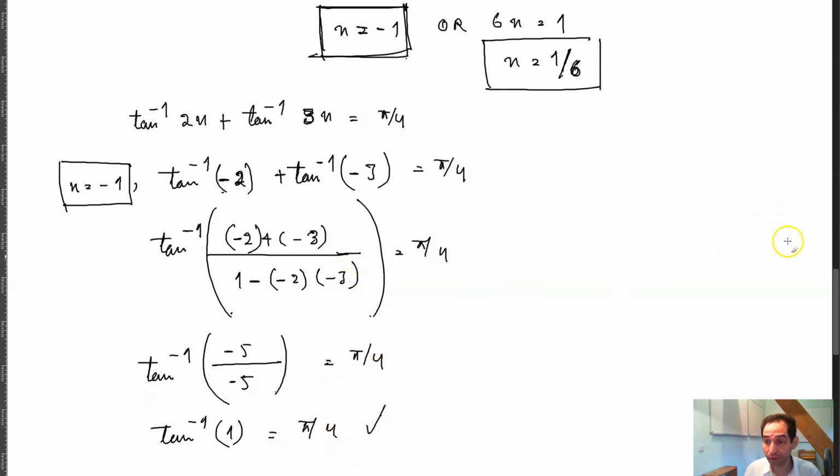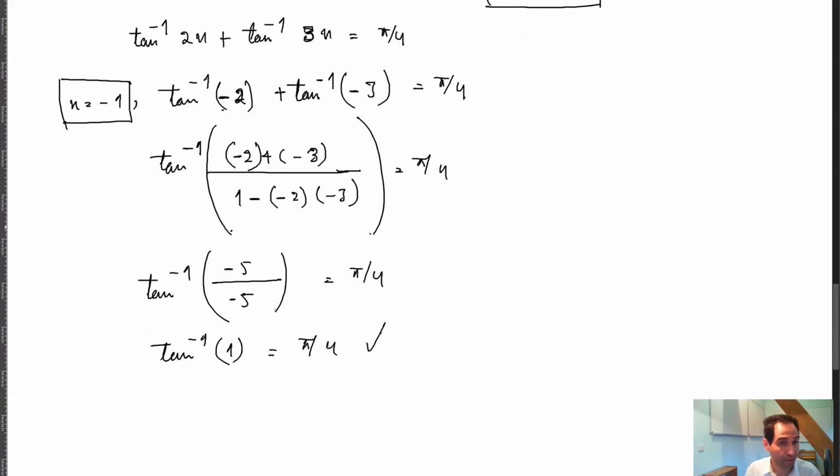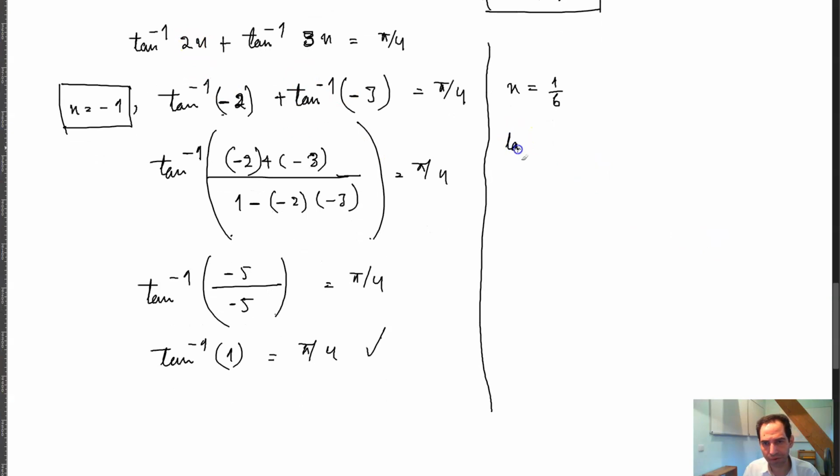Well, I don't really know what they meant by this, but at the end of the day, if I try x is equal to 1/6 as we found here, then this becomes the tan inverse of 2 times 1/6, which is equal to 1/3, plus the tan inverse of 3 times 1/6, which is equal to 1/2, is equal to pi by 4.